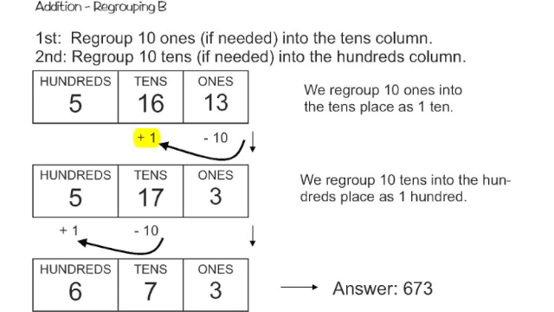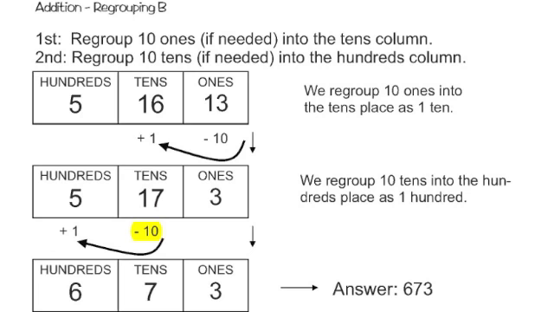So now when I move down, instead of 13 ones, I now have 3. And now instead of 16 tens, I now have 17 tens. I still have 5 hundreds. I haven't gotten to that part yet. Now let's do step 2. Can I regroup tens? Yes, because I have 10 or more again. So I'm going to take 10 tens away from the tens column, and then I'm going to add 1 into the hundreds column. So I'm now going to end up with 3 ones, 7 tens, and 6 hundreds. So my final answer is going to be 673.